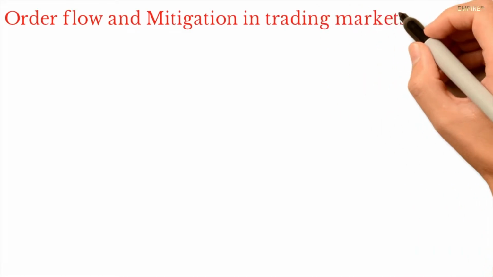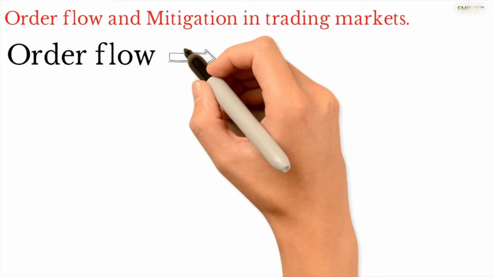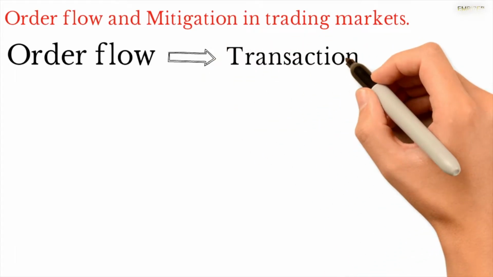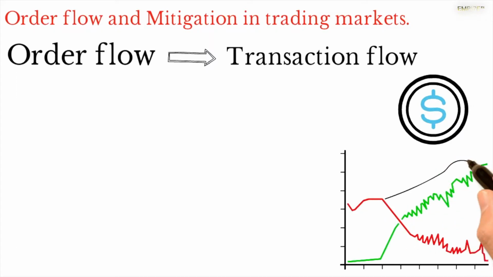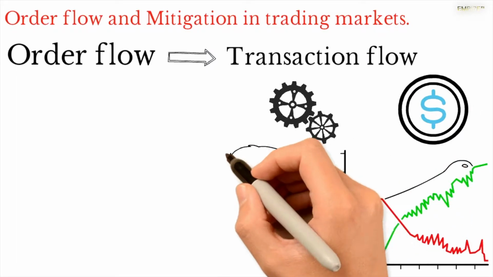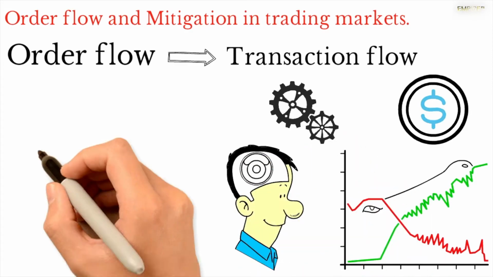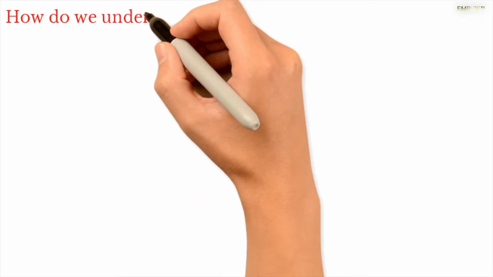and mitigation in trading markets. Order flow is another term used in place of transaction flow. Order flow occurs when we believe the price of a currency will move and then decide to execute an order in the market. Understanding the order flow of transactions is key to success in trading. How do we understand order flow?